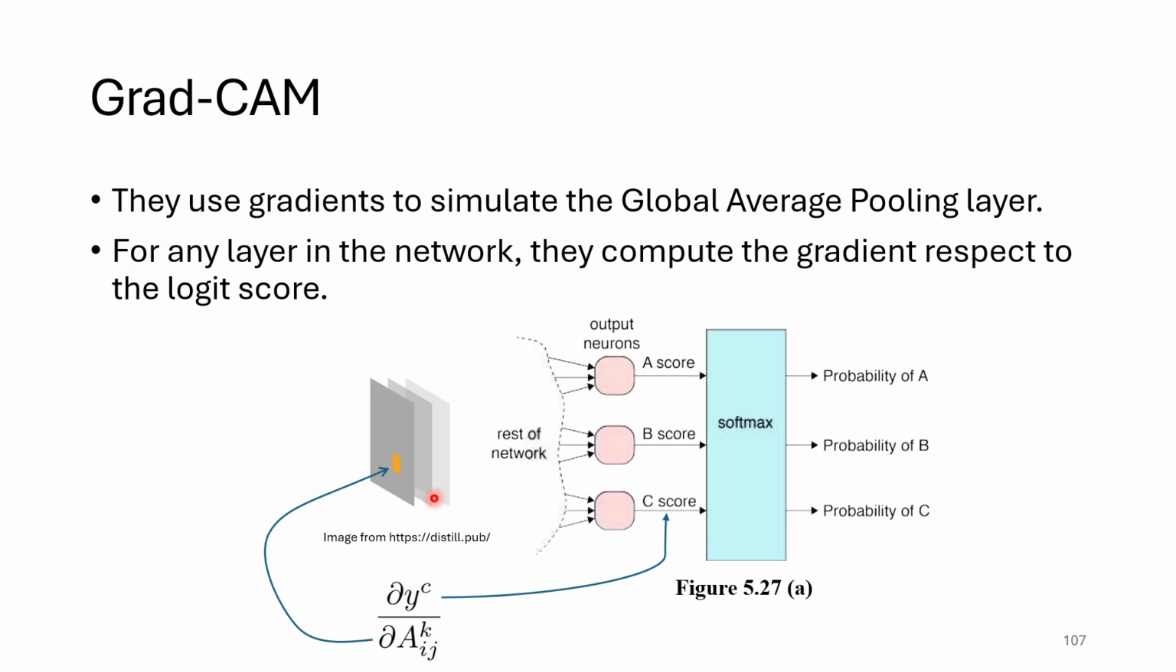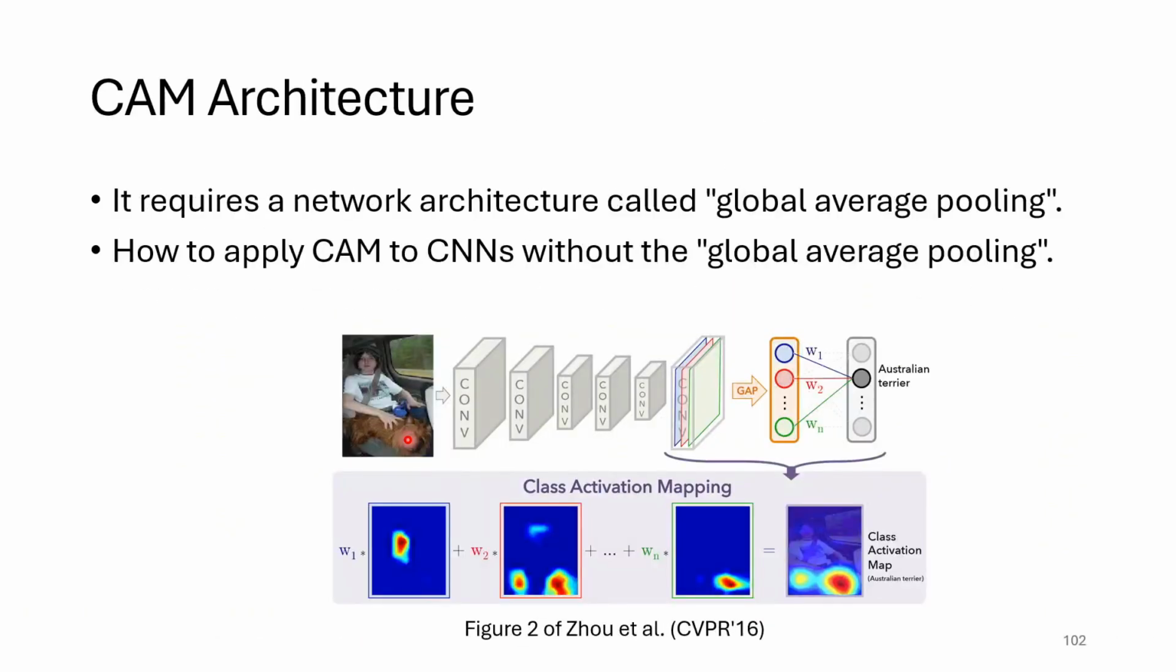The idea is straightforward. They want to use gradient to simulate the global average pooling layer. As a result, they no longer need the global average pooling layer. They can use gradient. So how do they calculate the gradient? This is the layer. As you can see from here, you have many layers. You can pick any one if you like.